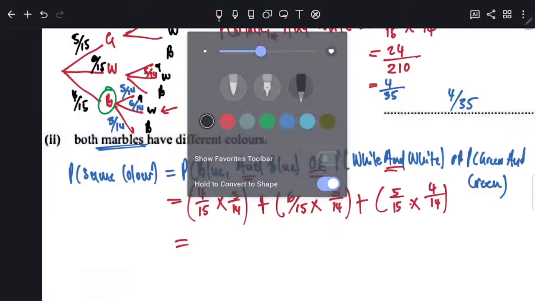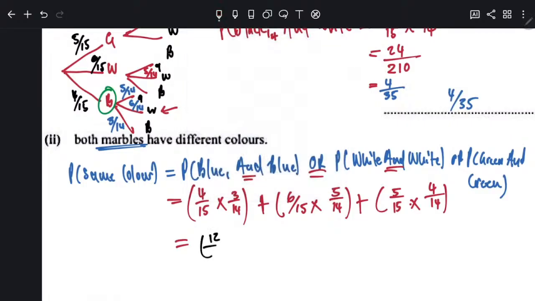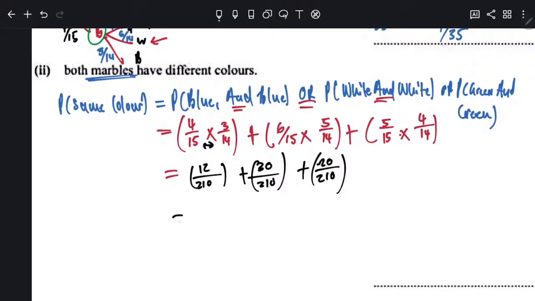Now you're going to say, what is this going to be? 4 times 3, 12 over 210. That's what you told me. To say 15 times 14 is 210. Plus 6 times 5, 30 over 210. Plus 5 times 4, 20 over 210. Which now becomes, since all of them are over 210, you can just put a nice big 210. This will be 12 plus 30 plus 20, which becomes 62 over 210. Then you can try to see if you can reduce it to lowest terms.